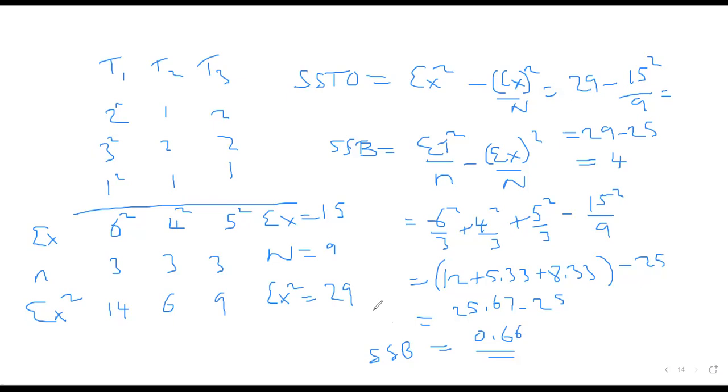Now, what information do we need from this data to balance up? The K. What is our K? The number of treatments. How many treatments do we have? 3. What is our N? The number of observations. 9. What is the sum of square between we just calculated? 0.66. And the sum of square total is 4. So we can balance this up now, right?